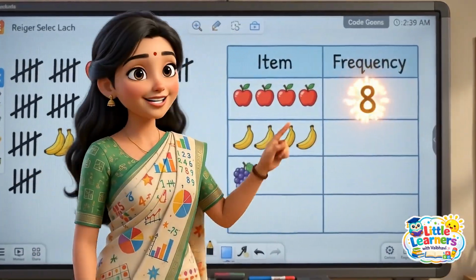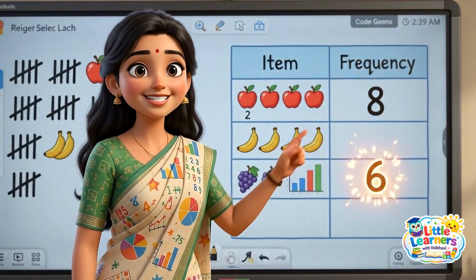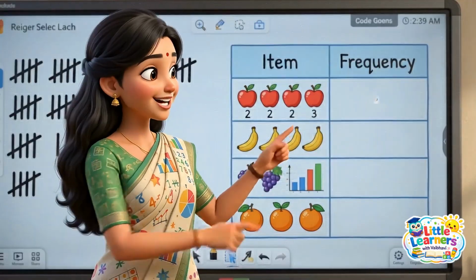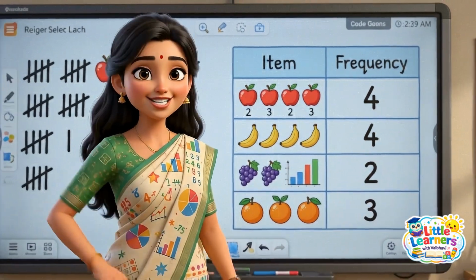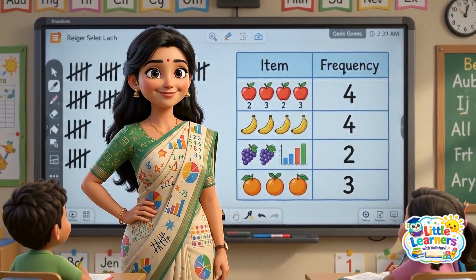Now, let's write the total count in a frequency table. Wow! It shows how many times each item appears.